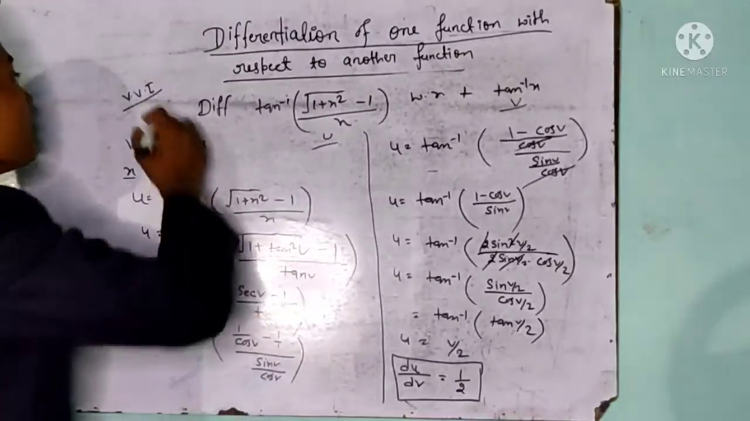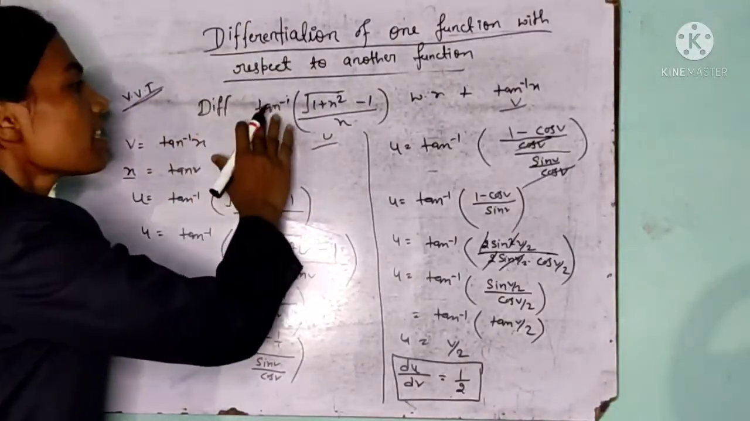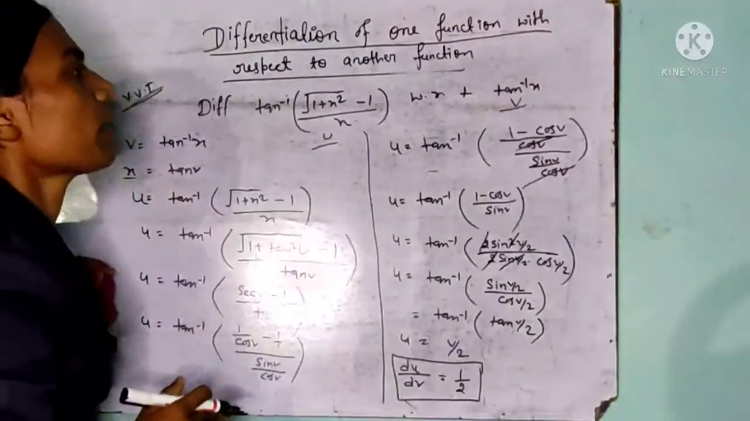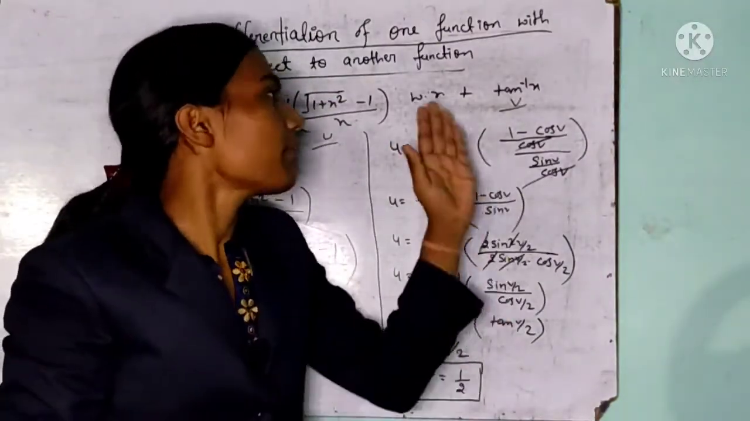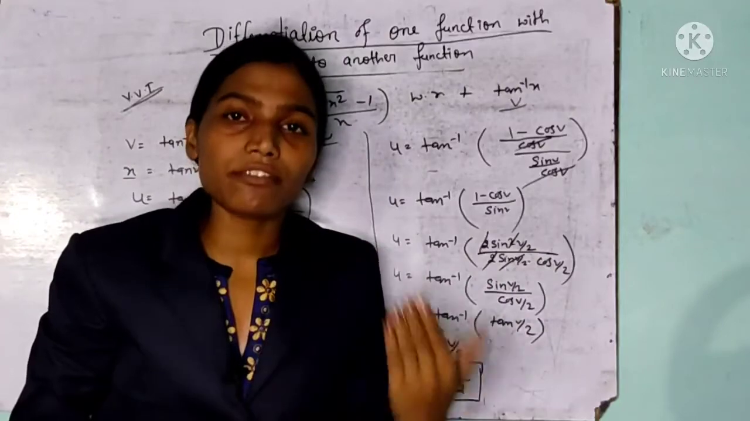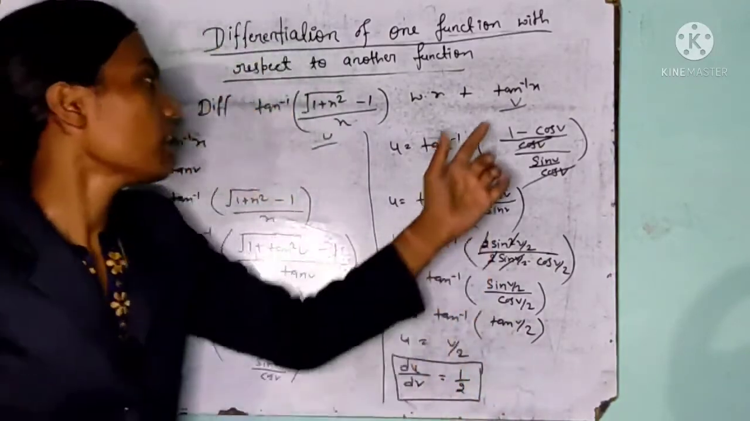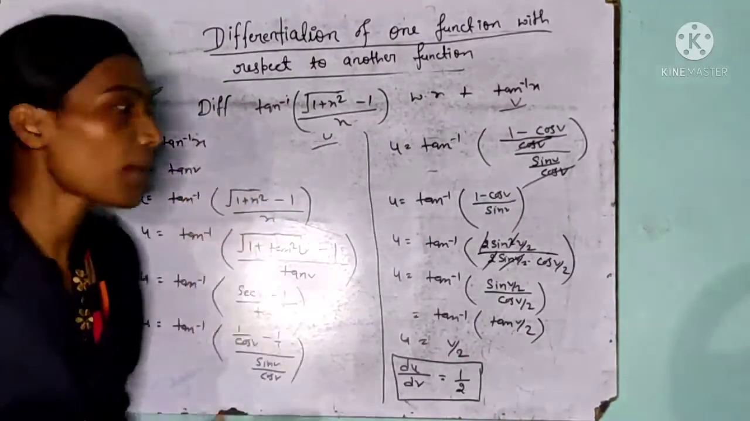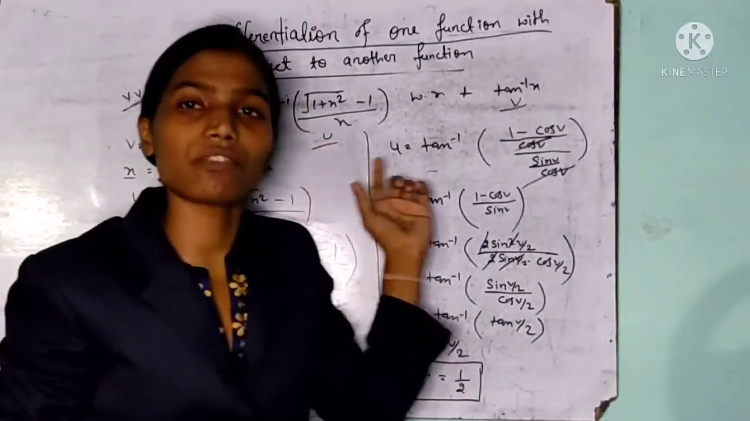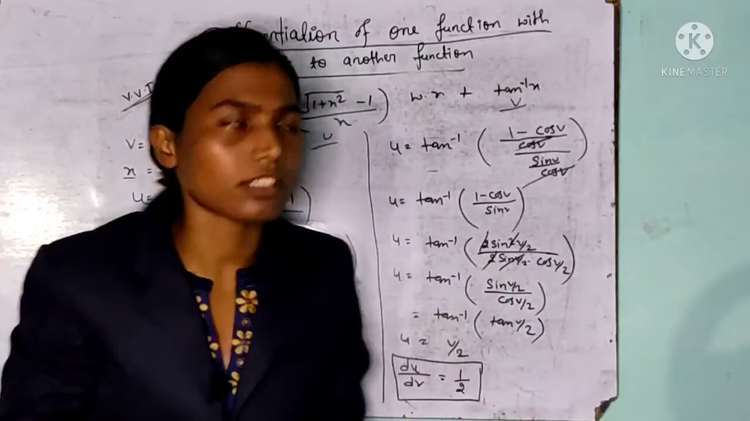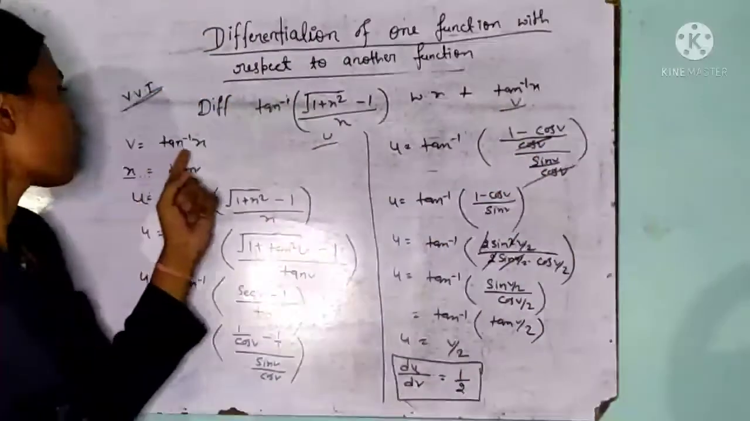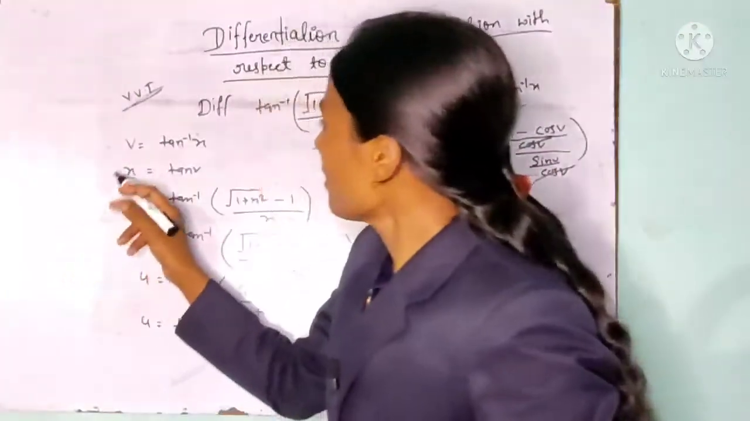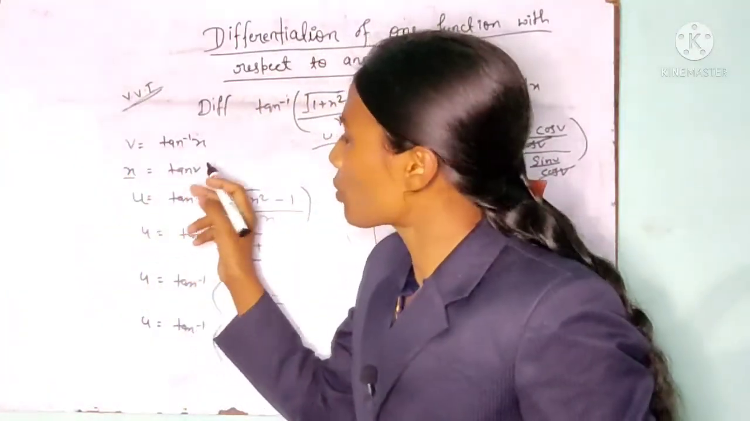So see here, this is a board exam question. Differentiation of tan inverse of root of 1 plus x square minus 1 upon x, differentiate with respect to tan inverse of x. What do I take? v is equal to tan inverse x. Applying the same approach here, u is the first function and v is the second function. Now I am taking v is equal to tan inverse x. What happened? We get x is equal to tan v.